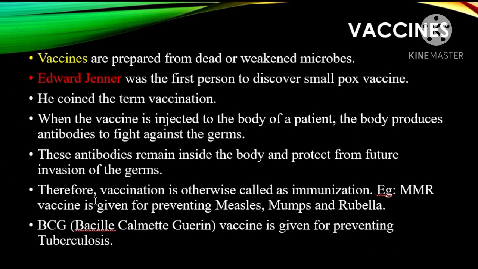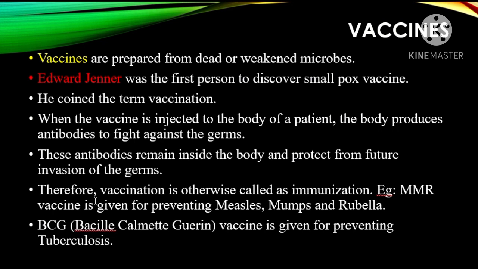And the next one is about vaccines, and Edward Jenner was the first person to discover the vaccine for smallpox. This is a symptom of smallpox, which you may have studied in the lower classes: there is an eruption on the skin, leaving permanent pits or scars on our body. That is the common symptom of smallpox.